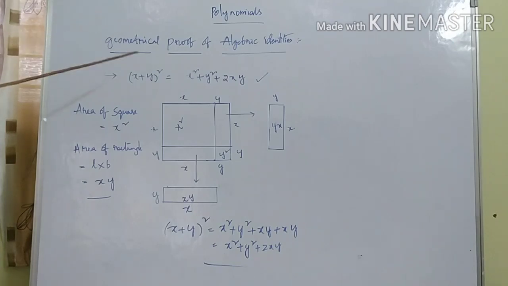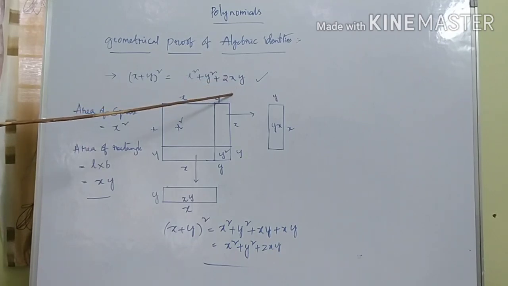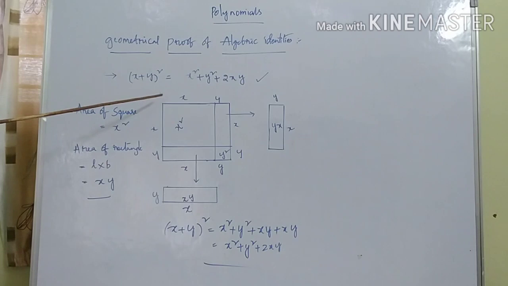So this is our first geometrical proof of an algebraic identity, that is (x + y) whole square is equal to x² + y² + 2xy. First draw a line. The length of this line is x. Extend it up to y, so this small part has length y. Similarly draw a line of length x + y. So the area of this total square is (x + y) whole square.